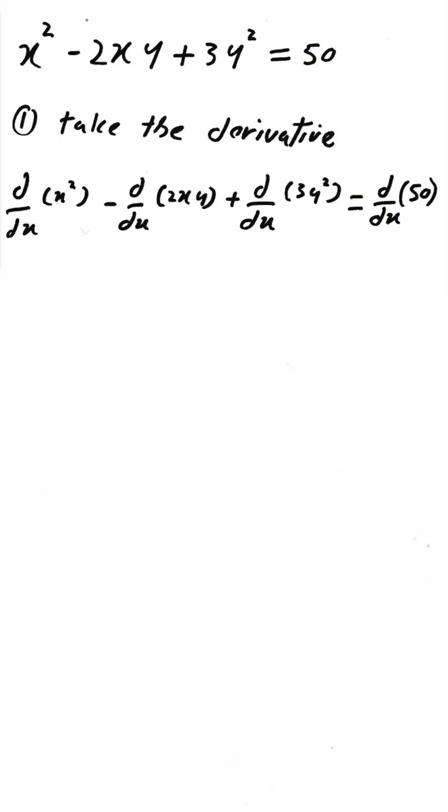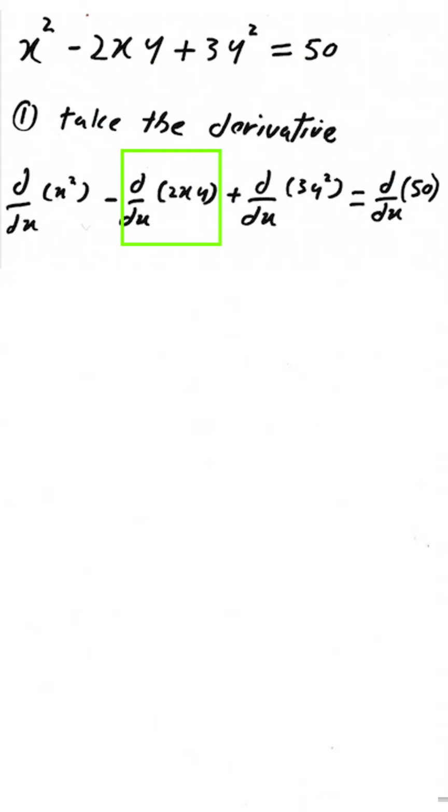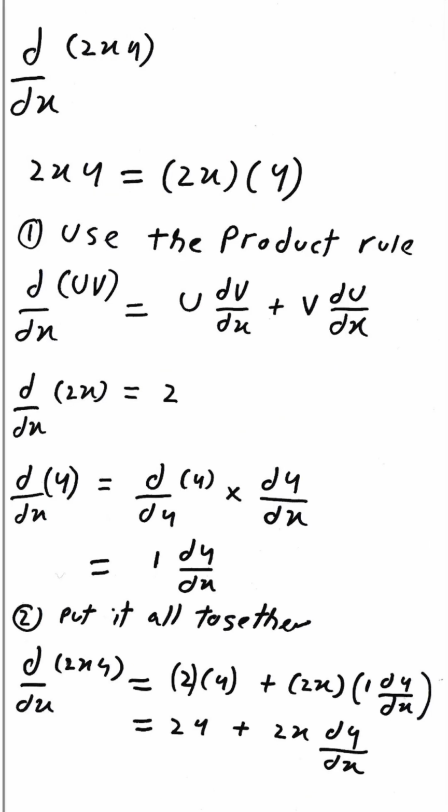Now let's tackle the 2xy term. With this, we have a product rule here. 2xy is nothing but 2x into y, so let's use the product rule. We have a uv here, so u equals 2x, v equals y. 2x's derivative, that is 2.